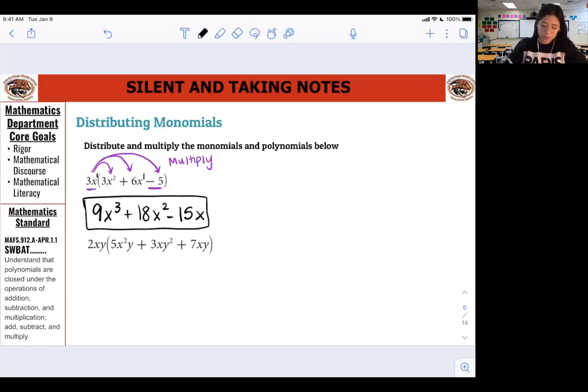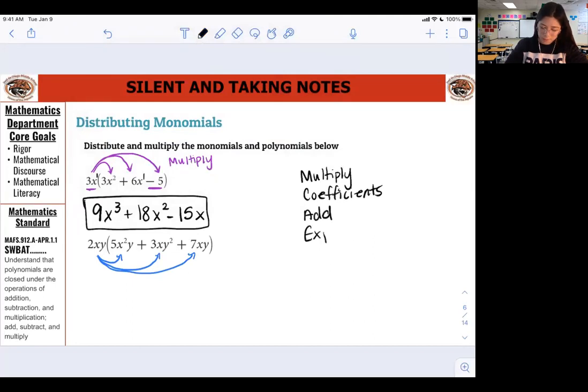Now let's do the second one. Same idea. Multiply the coefficients and add the exponents. And matter of fact, let me write this down. Multiply the coefficients and add the exponents. That's what we're doing.